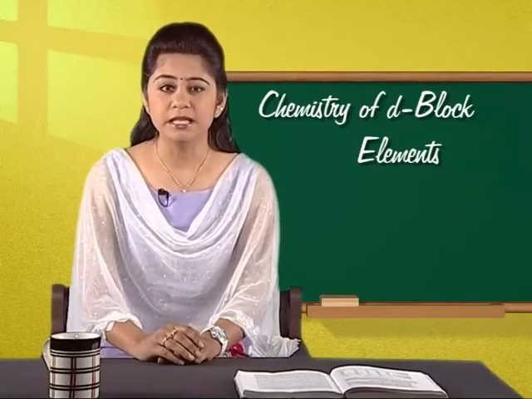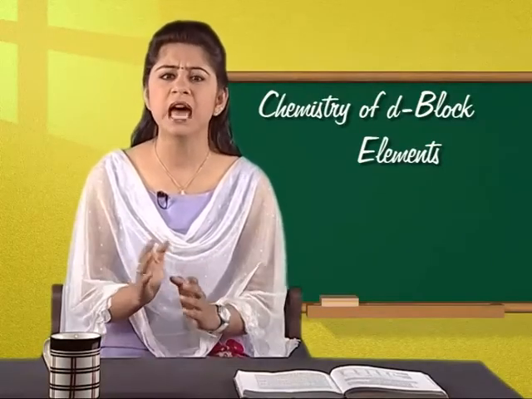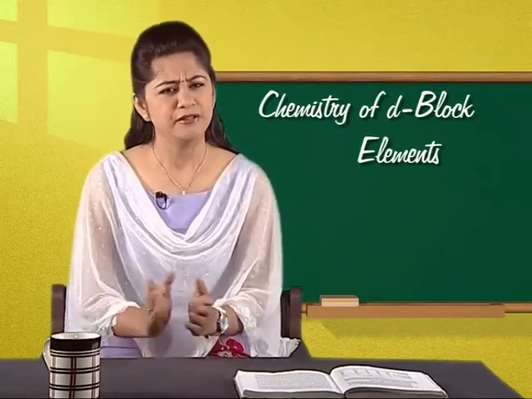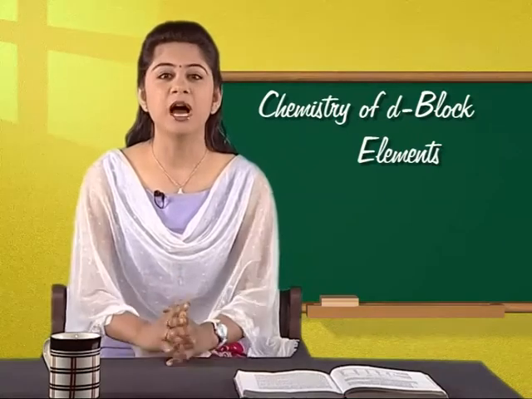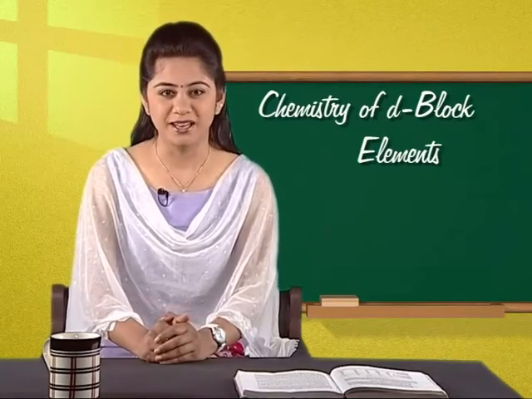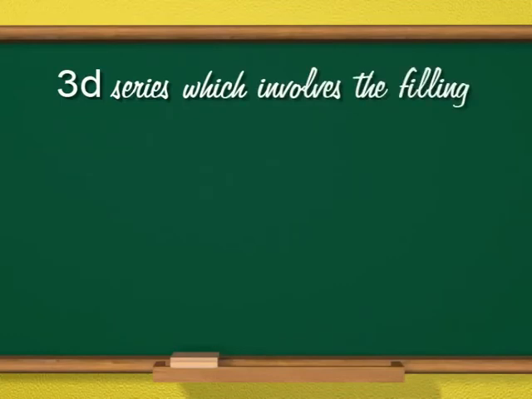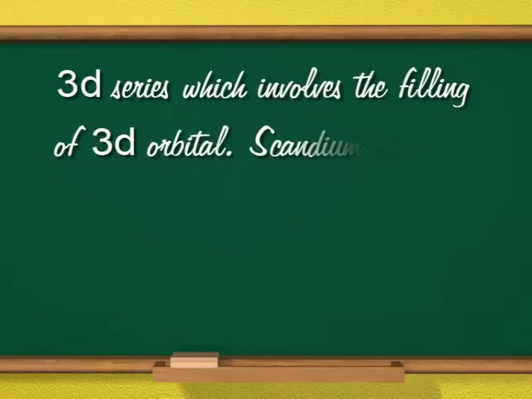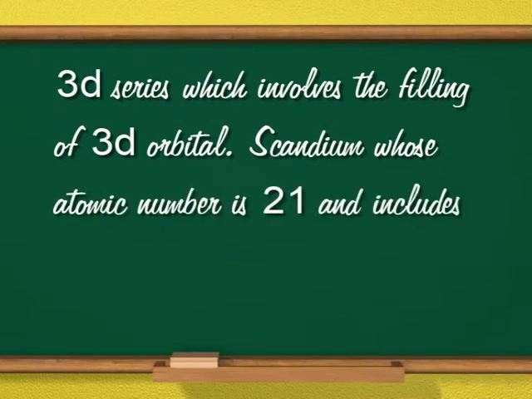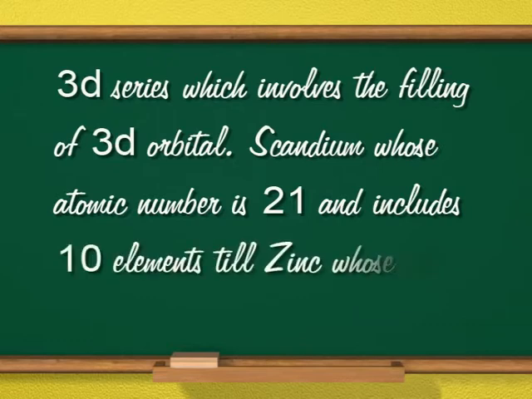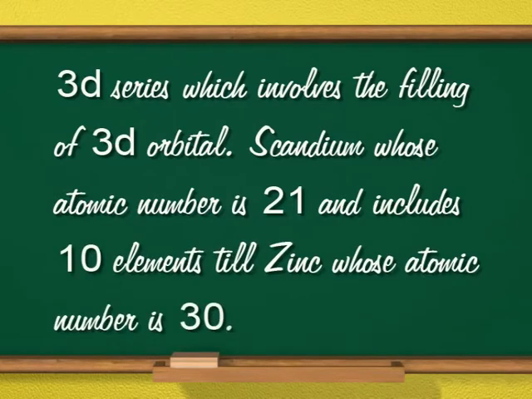The D block elements are classified on the basis of similarity of filling of electrons in various orbitals. We will now learn about the electronic configuration of the 4 transition series. Children, let us first learn about the first transition series. This is also called as 3D series, which involves the filling of 3D orbital. It starts from scandium, whose atomic number is 21 and includes 10 elements, till zinc, whose atomic number is 30.